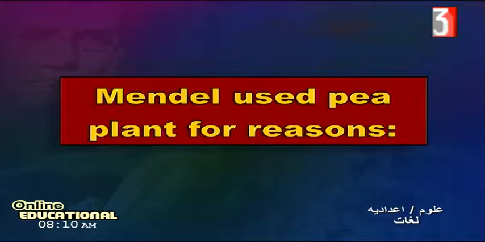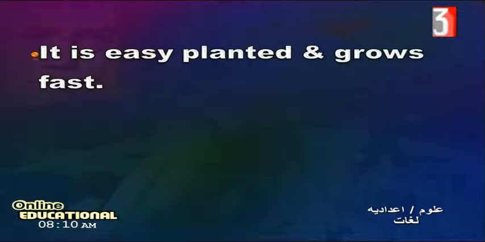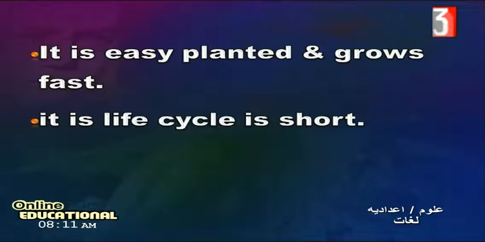Mendel used the pea plant for reasons. It is easily planted and grows fast. Give a reason: Mendel used the pea plant for his experiment because it is easily planted and grows fast. Another reason, its life cycle is short.